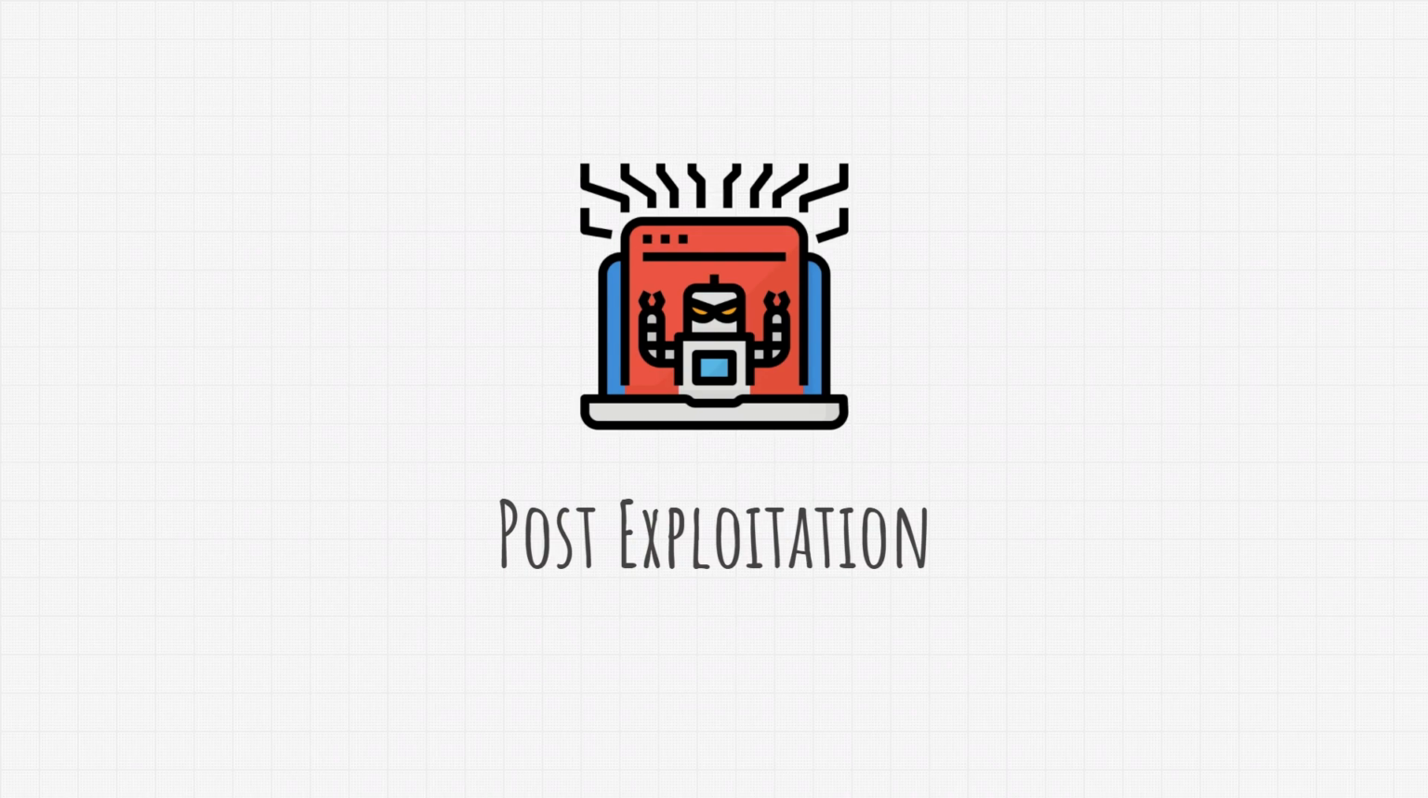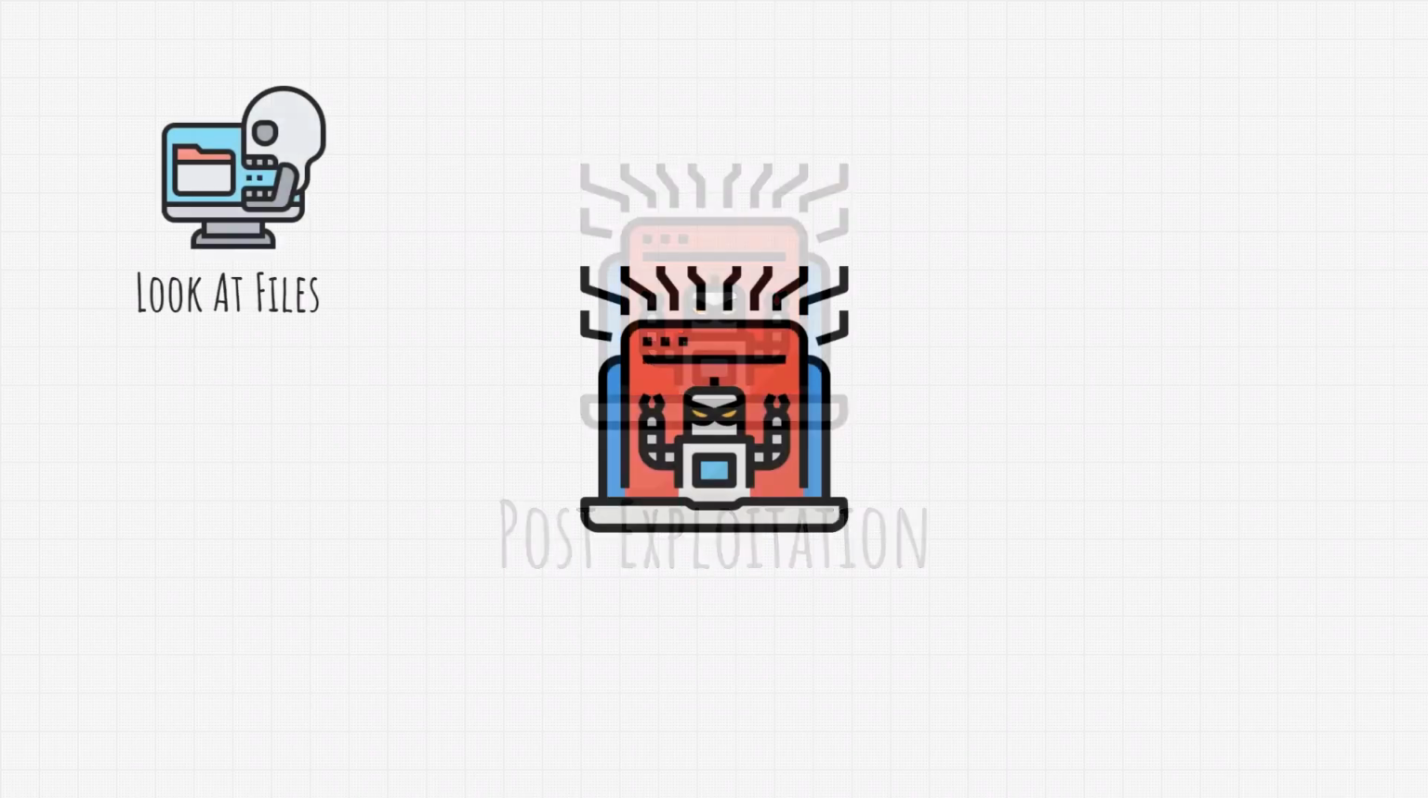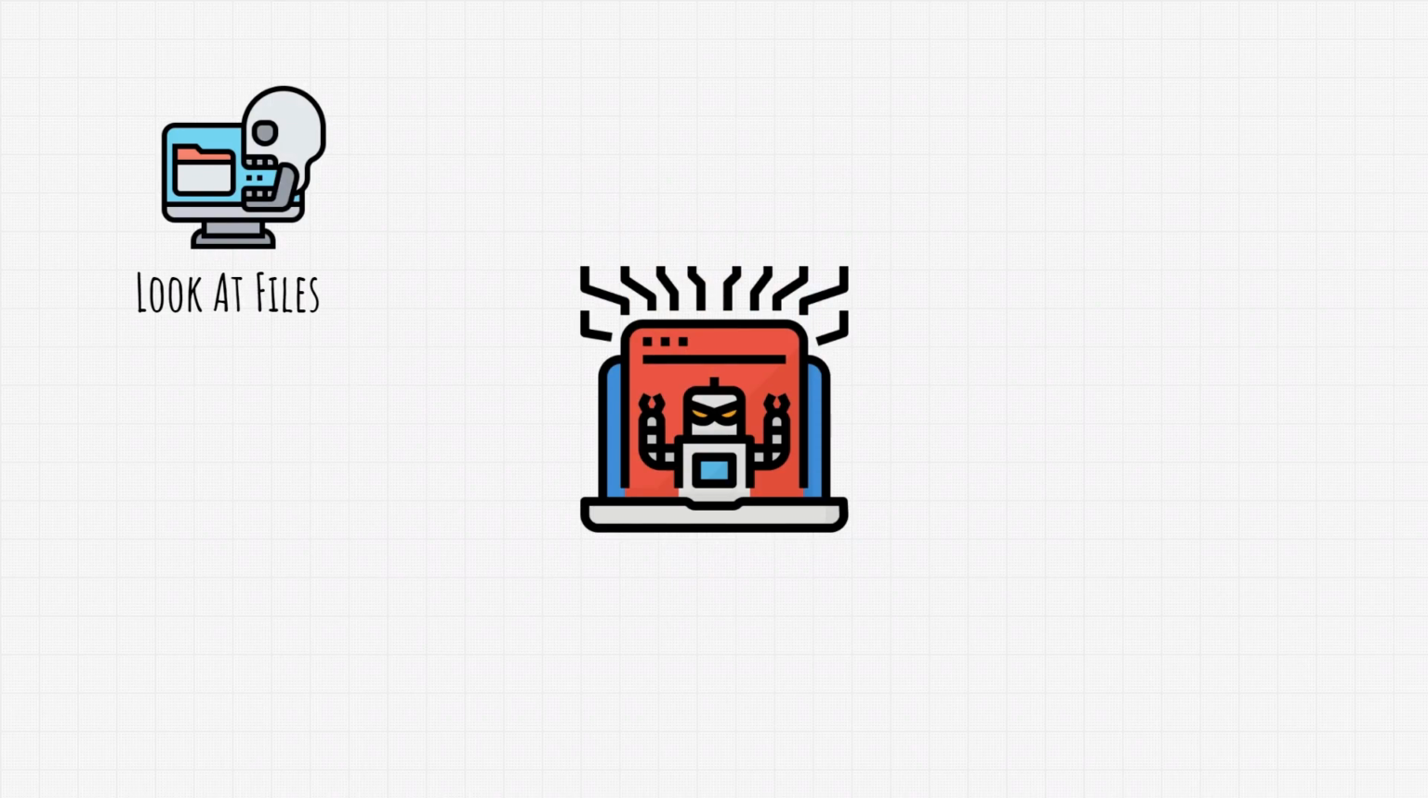What are we going to do now that we're on the target system? What are we looking for, and what cool things can we even do? Well, we have lots and lots of options, depending on what we want to find, of course. For example, the most simple thing we can do is scroll through their file system and look through what files and programs they have on their machine.